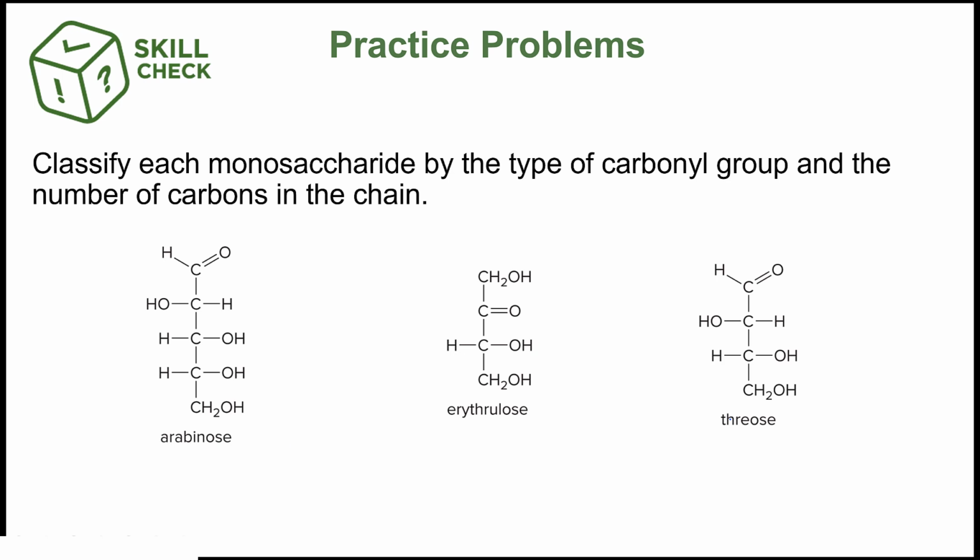So a couple of practice problems for you here. Classify each of these monosaccharides by their carbonyl group and the number of carbons in the chain. So just like we did on the last slide, this is arabinose that we're looking at first. So you want to count up the number of carbons and then determine the functional group. I happen to have 5 carbons there, and this is an aldehyde. So this will be an aldopentose.